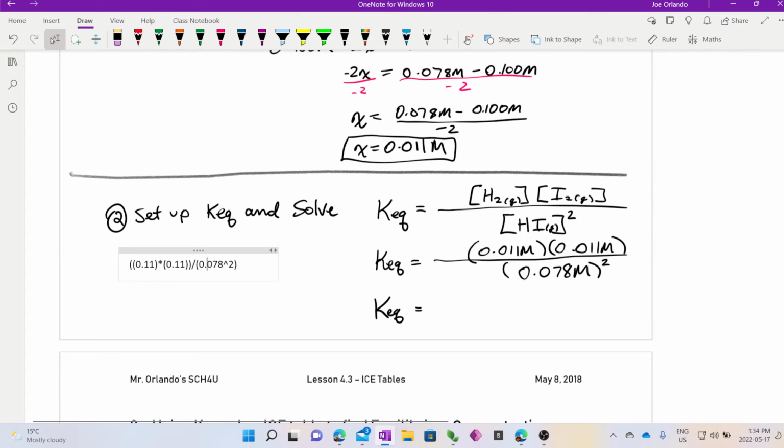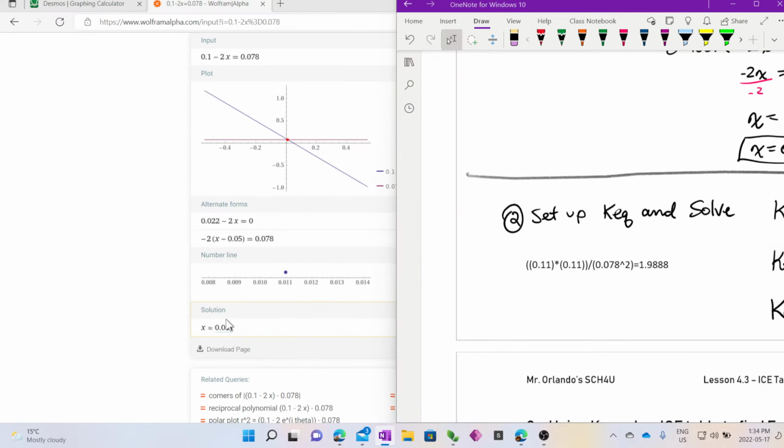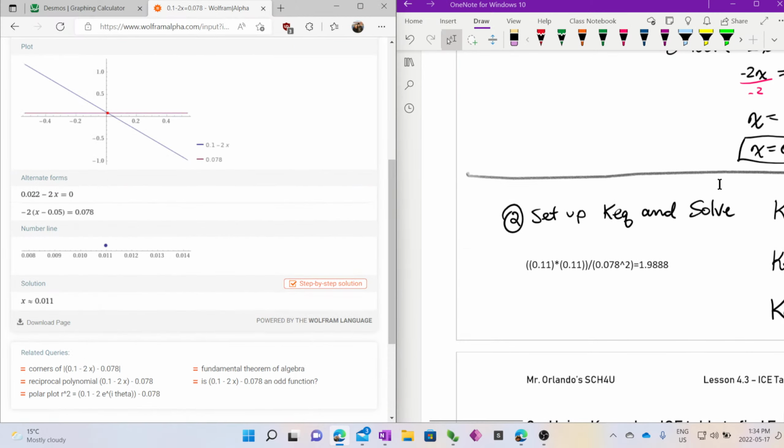Oh, that should only be one, shouldn't it? Sorry about that. I also put two equal signs, so you know. And we get 1.988. Did you get the same? So let's see if I'm right. Because again, I find these kinds of calculators clunky.